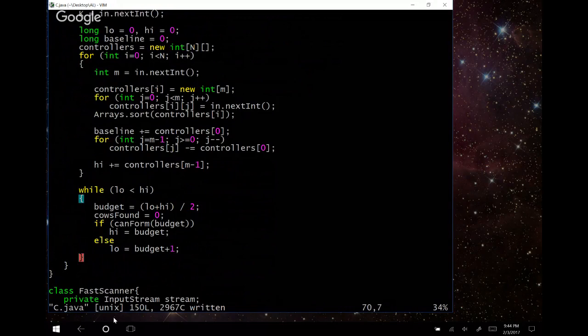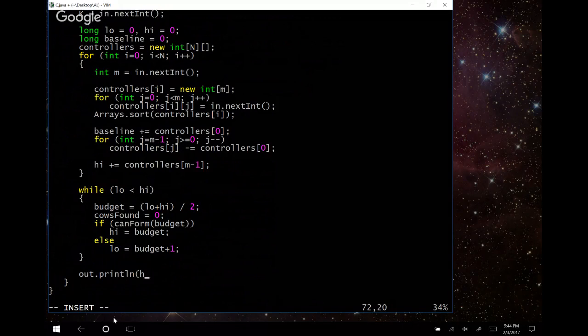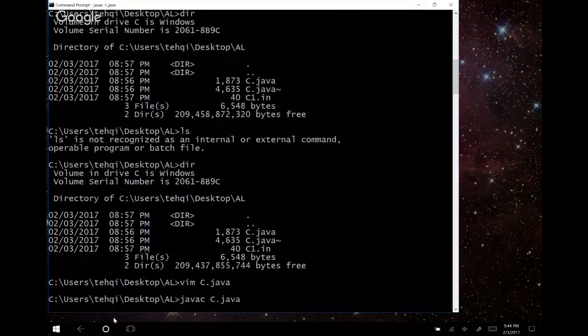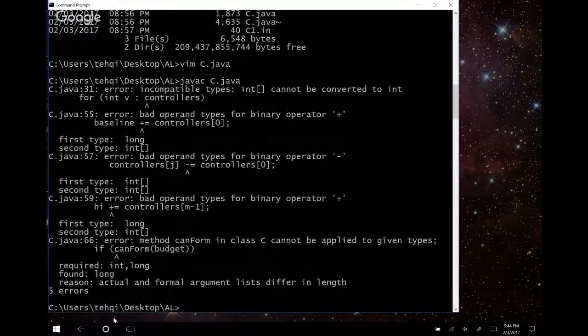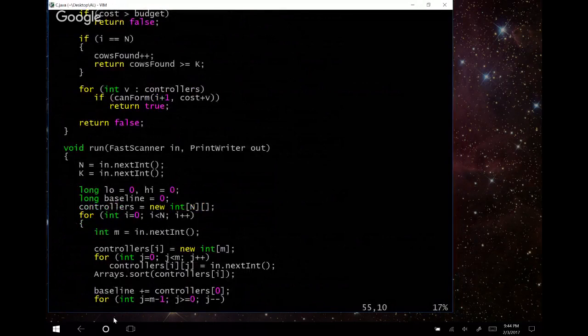All right, so this should store in high. I'll just print out high, what the most expensive cow found so far is. So I'm going to write out my code and see how that works. Of course, I have some compile issues.